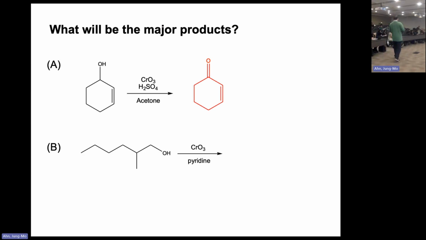If it's a primary alcohol, it will be the carboxylic acid. But that's the secondary, so we'll just get a ketone.